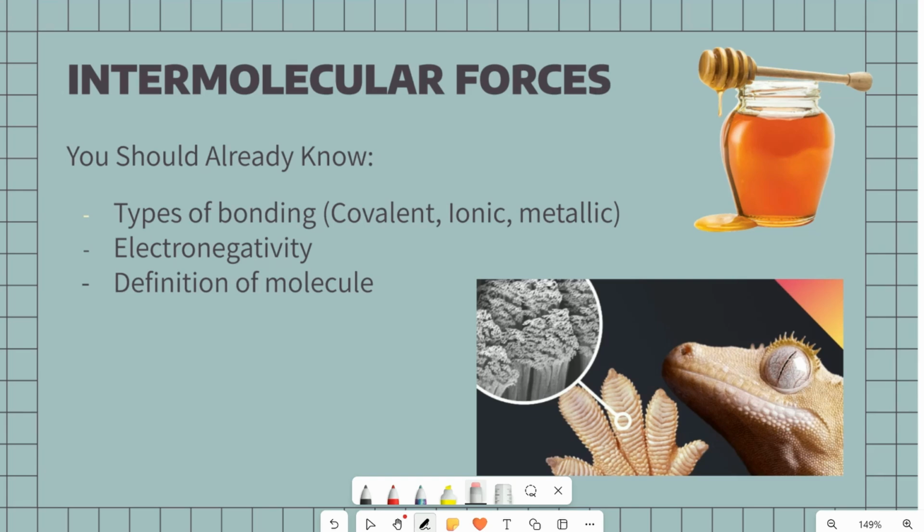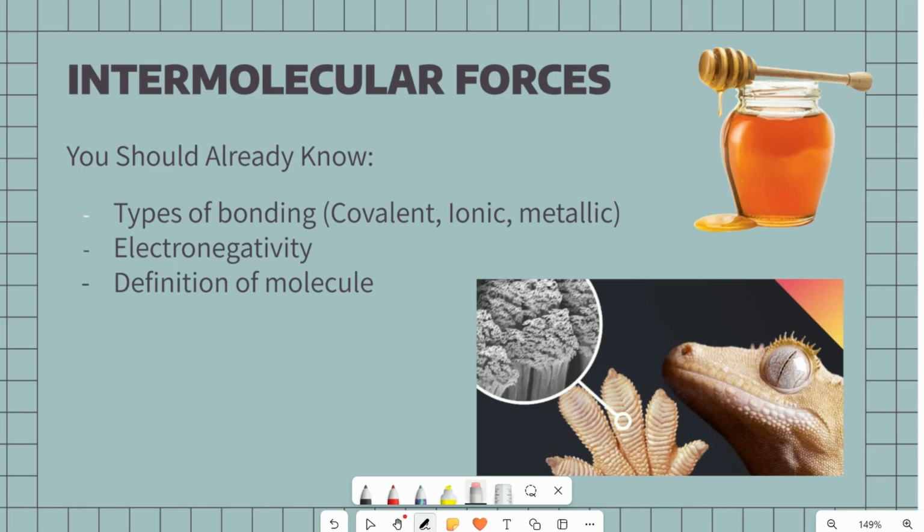But to first understand this concept, you need to be familiar with these three concepts. Types of bonding, especially covalent bonds. Electronegativity, which is the measure of how much an atom wants electrons, or how strongly it can pull electrons towards itself. And the definition of a molecule.